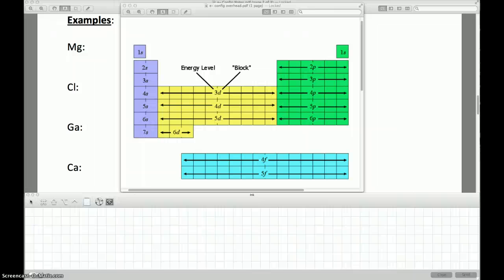Okay, just want to pick up where we left off with the last video. We had just done chlorine as an example. The next example I want to do is Ga, gallium. So I'm going to bring up my periodic table again.